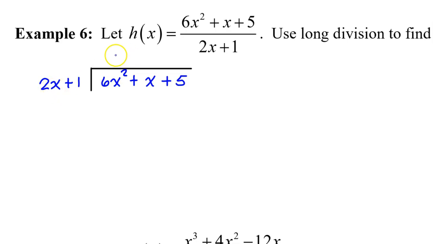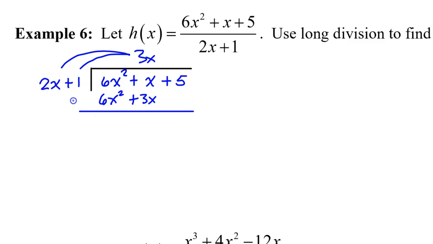So 2x times 3x will make 6x squared. So put your 3x up here. Then multiply. Distribute the 3x across the 2x plus 1. 3x times 2x is 6x squared. 3x times 1 is 3x. Then you subtract this.